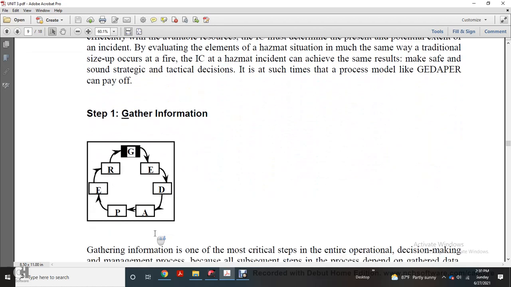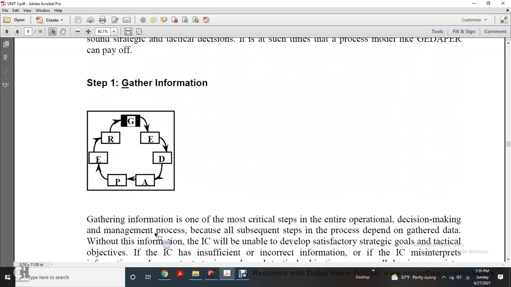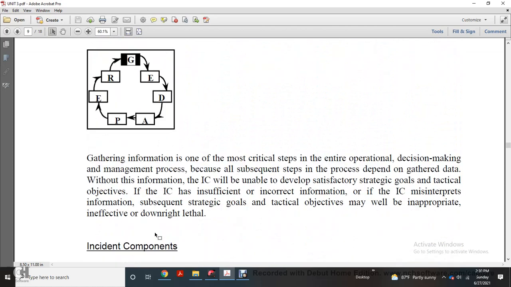Gather information. Gathering information is one of the most critical steps of the entire operational decision-making process, because all the subsequent steps of the process depend on the gathered data. Without the information, the incident commander will be unable to develop a satisfactory strategic goal or tactical objective. If the incident commander has insufficient or incorrect information, or misinterprets the information, the strategic goals and tactical objectives may well be inappropriate, ineffective, or downright lethal.